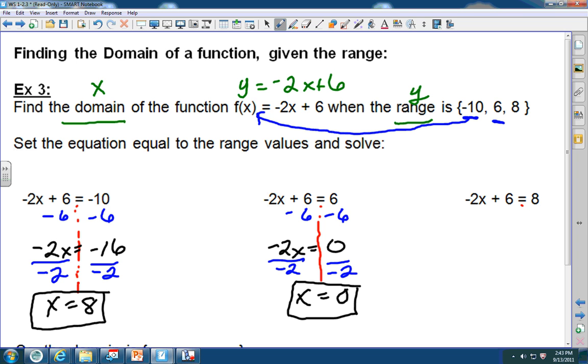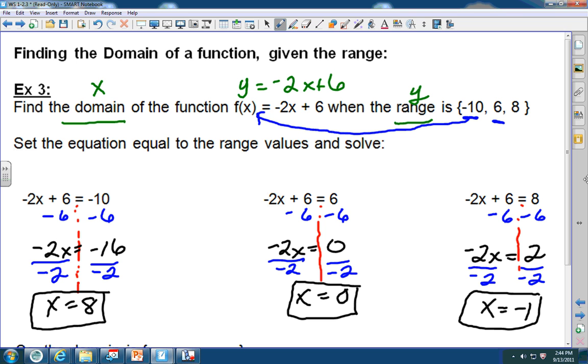The next one, I have subtract 6 from each side. -2x equals 8 minus 6 is 2. Divide by -2. X equals -1. So when I go to write my answer, it says, what is the domain? So I'll write D equals, use my set notation. I have 8, 0, and -1.